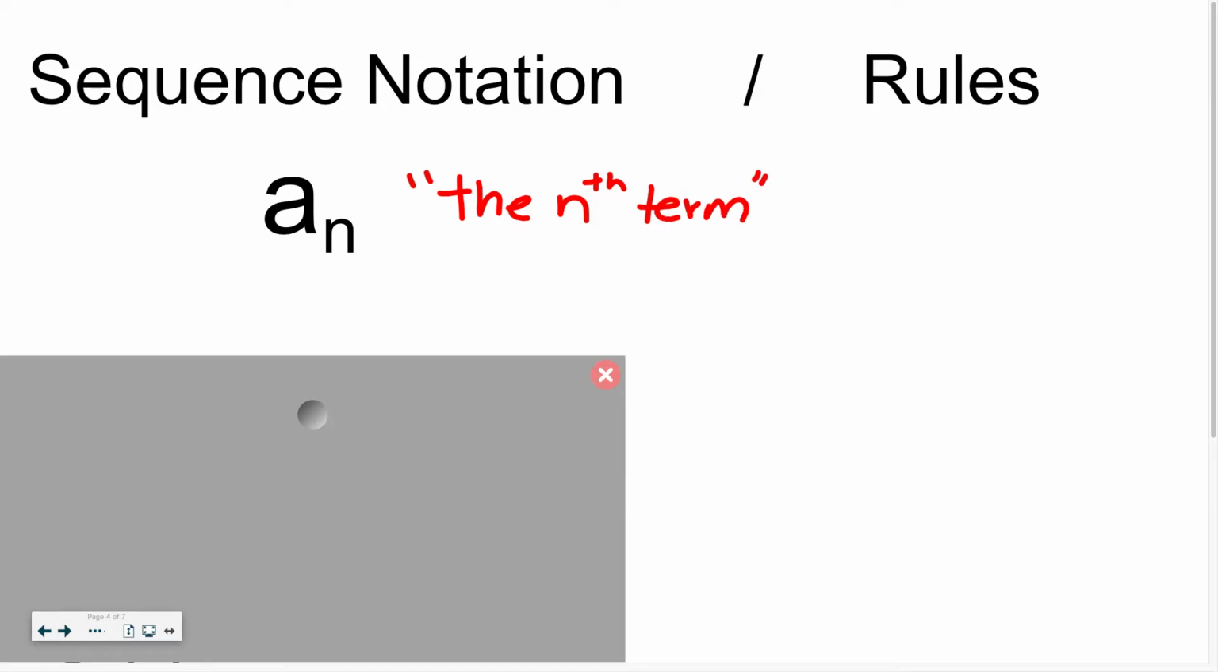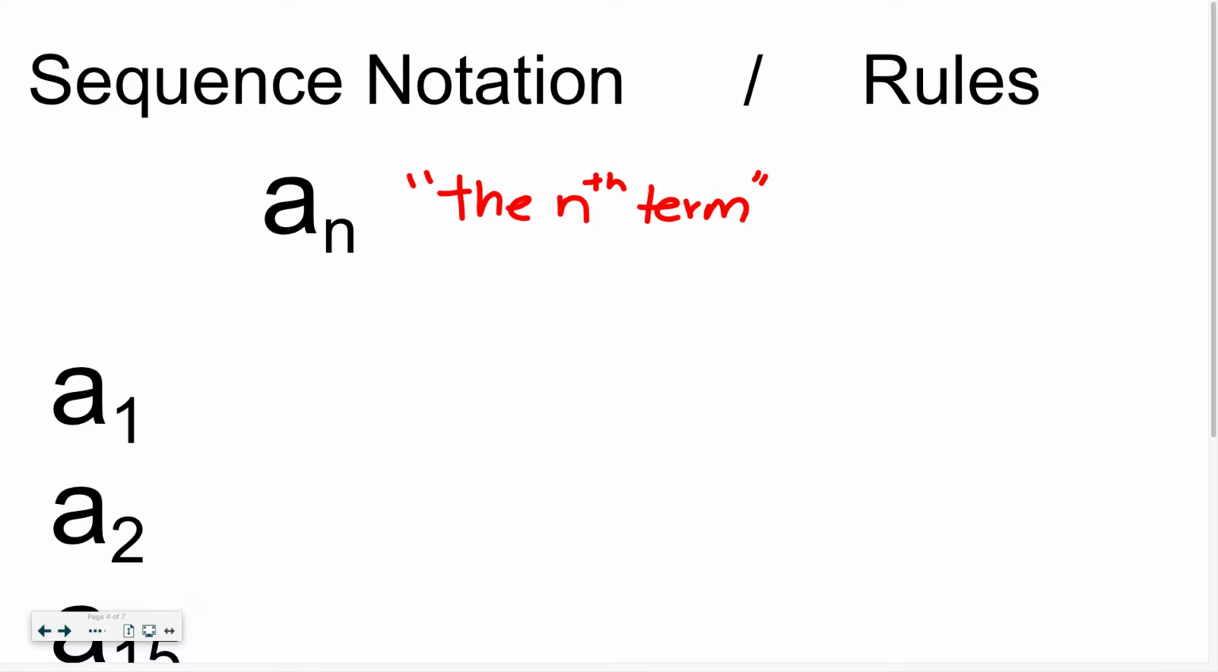So depending on what number you put in for n, that's going to mean that you're talking specifically about a different term. So I have like a sub 1, a sub 2, okay, and then I think the last one is an a sub 15.